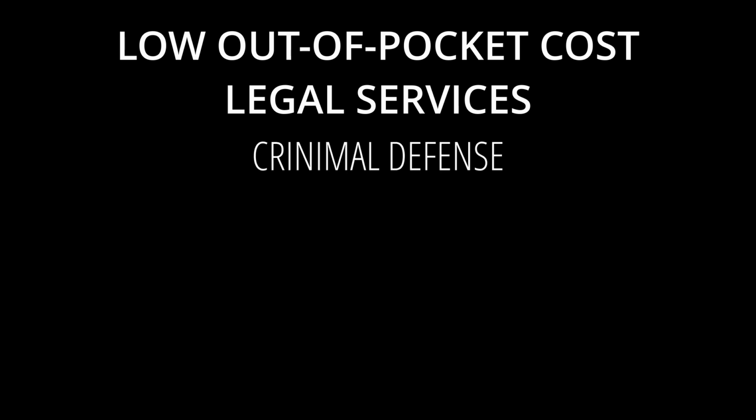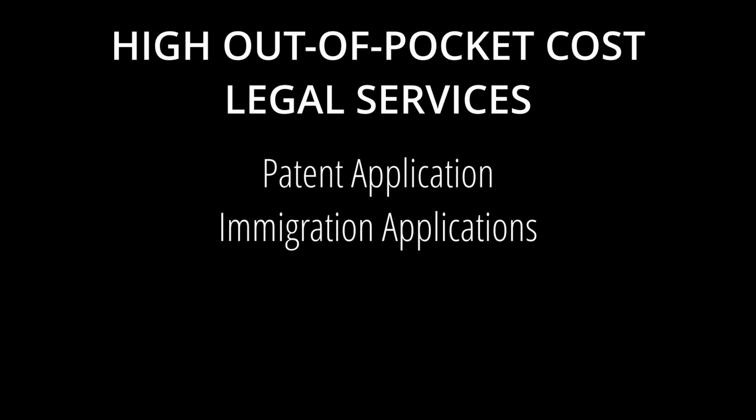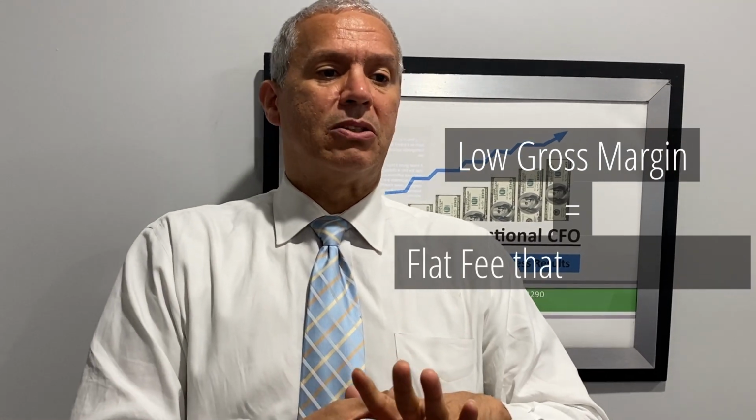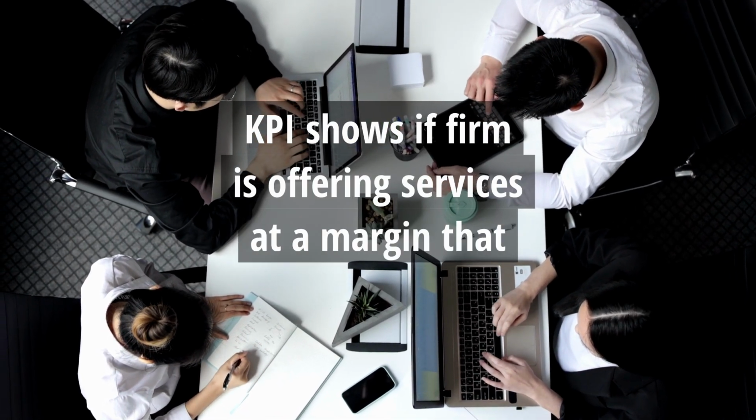Examples of legal service offerings which may reveal low out-of-pocket expenses may be practice areas such as criminal defense representation, trust or estate planning, or family law matters. By contrast, an example with a higher cost of service would be ones where there are fixed third-party fees in providing the services, such as patent applications, immigration applications, or processing fees. A lower gross margin may show that the firm is charging a flat fee that is not sufficient to cover outside expenses and provide a margin to cover internal operating expenses and the value of the attorney's time necessary to resolve the matter. The KPI can reveal whether your firm is offering services at a margin that encompasses everything that it needs to.